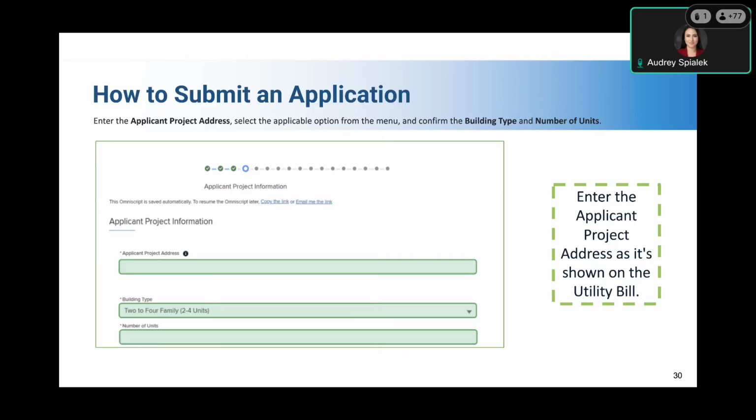And then you'll just need to clarify the building type and the number of units. The building type could range from single family to 5+ units. Please make sure to specify the type of building, and the number of units if it is a multifamily situation. All right, next slide, please.